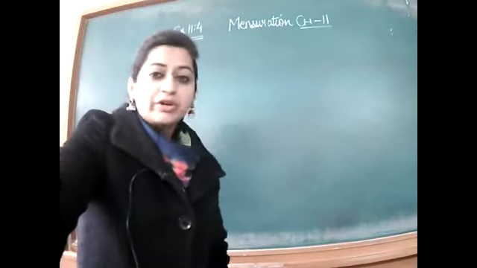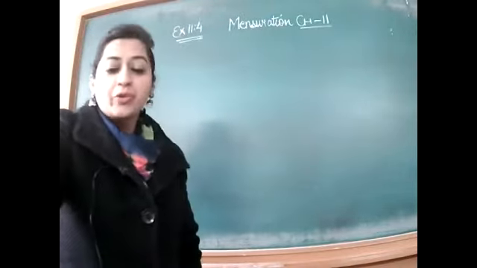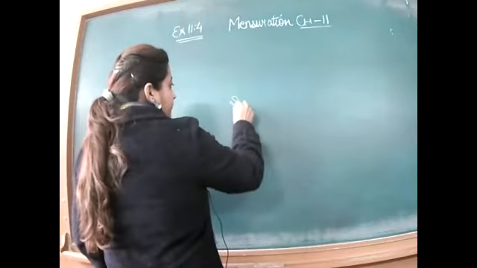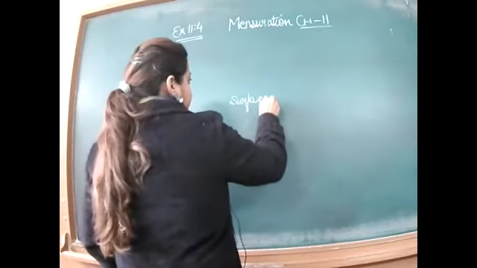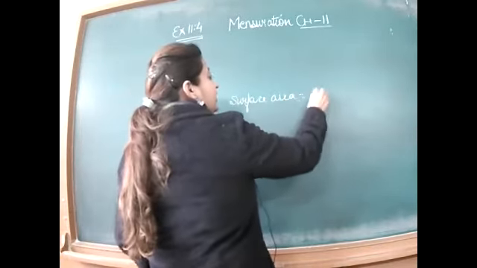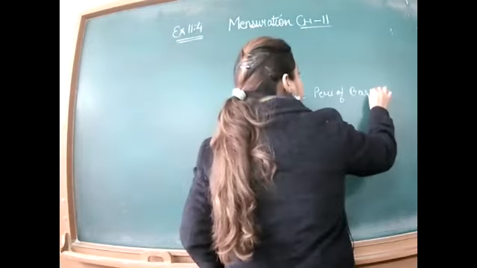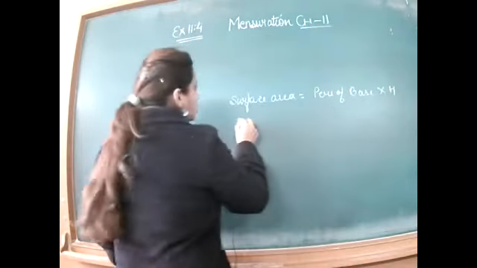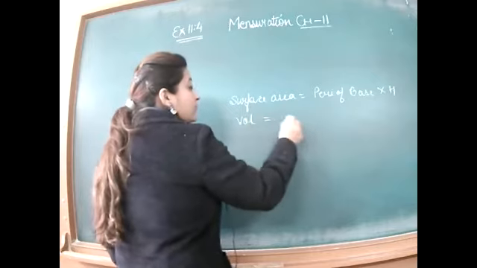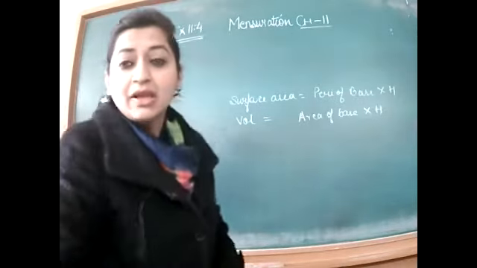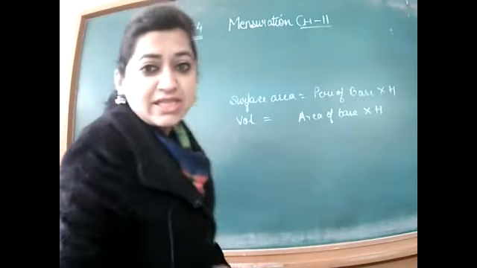And I have already told you that whenever you are going to find the surface area, the formula can be derived by perimeter of base into height. But whenever we are talking about the volume, that will be formed by area of base into height. Got it? Like you can see different figures.